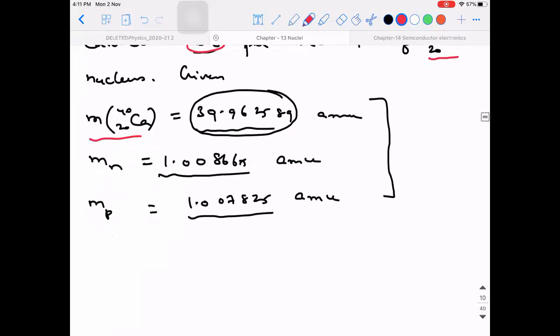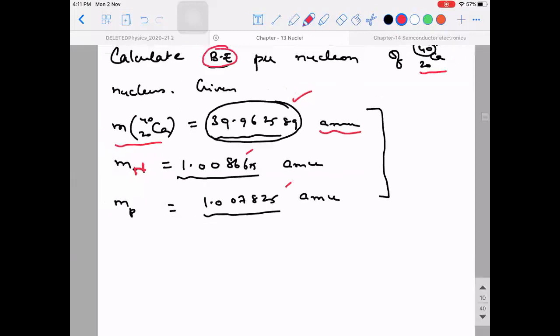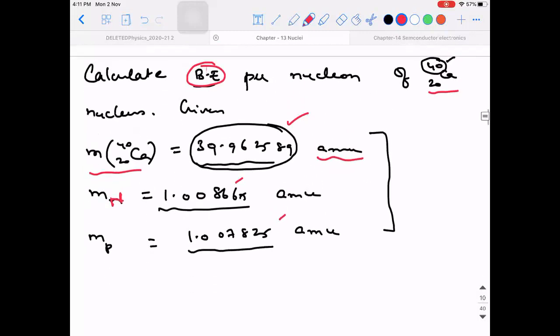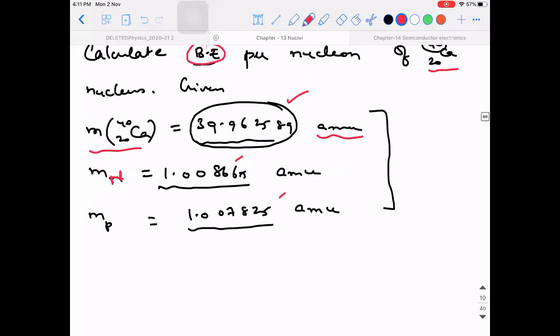The mass of calcium is found to be 39.962589 AMU. Mass of neutron is 1.008665 AMU, and the mass of proton is 1.007825 AMU. So for this problem, I'm okay with you using the calculator. You can use a calculator for calculations, but understand the concept. If there is any doubt, ask.